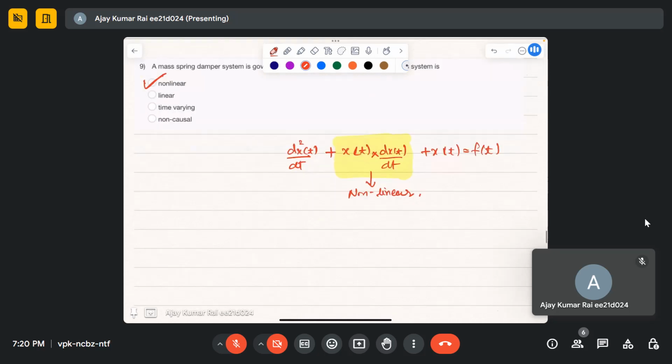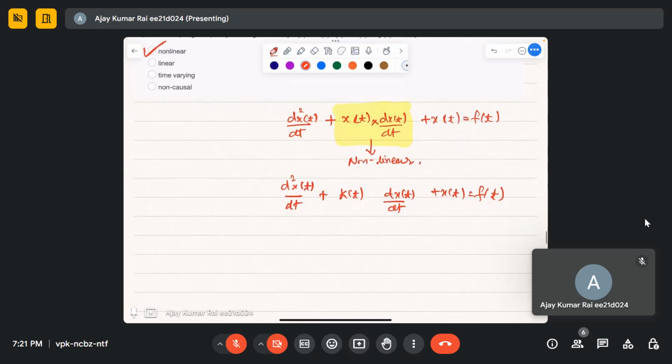The other variant can be this: x(t) dt plus, let's suppose we have some coefficient k(t) that we have seen in our course, plus x(t). So this is linear, right? But this is linear but time varying.